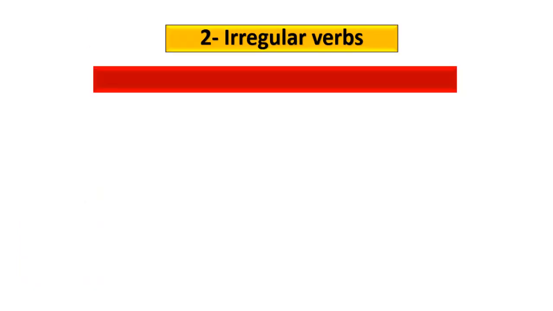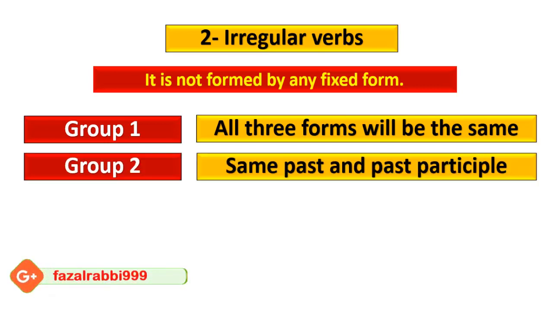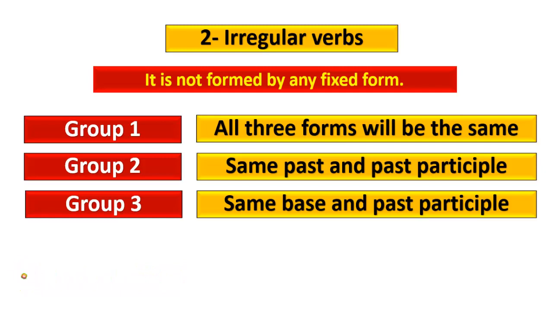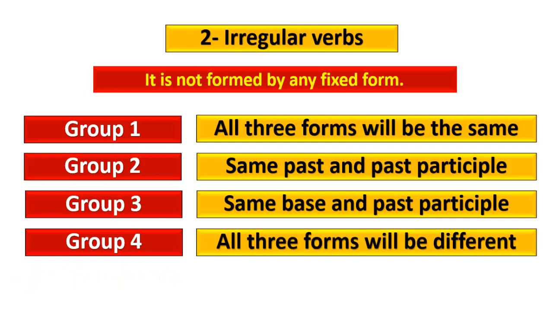Now look into irregular verbs, which are not formed by any fixed form. For better understanding, we will divide them into 4 categories. Group 1 will contain all 3 verb forms the same. Group 2 will contain the same past and past participle verbs. Group 3 will contain the same base and past participle form. And Group 4 will contain all 3 forms different.